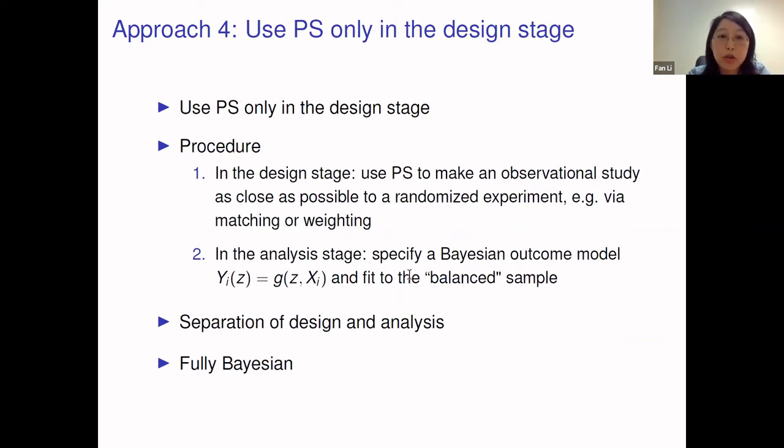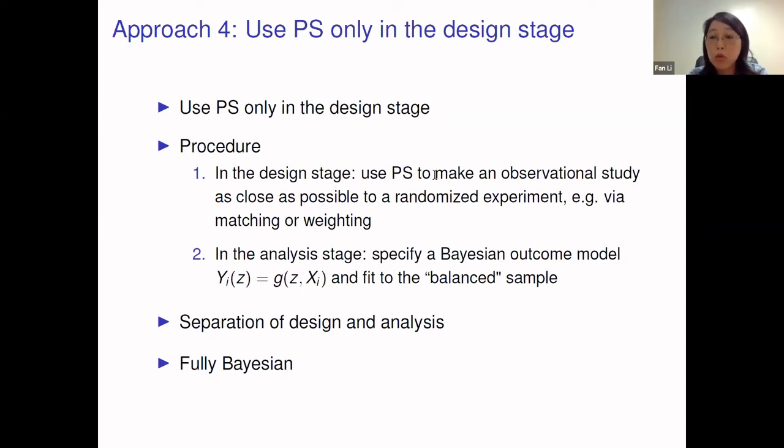So the last approach is, as we talked about earlier, to purely use the propensity score only in the design stage. The idea is basically to use the propensity score to do matching or weighting, whatever, but use it in the first design stage to make observational data as close as possible to a randomized experiment. And then once you have this design stage, you have this matched sample, weighted sample that is balanced.